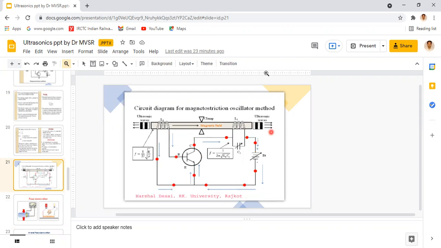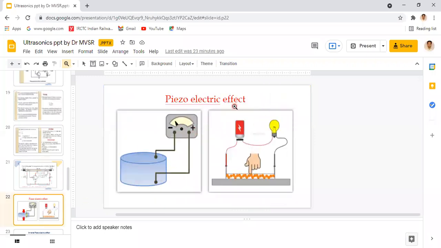So coming to the second one, the piezoelectric method. Here we have the piezoelectric effect and the piezoelectric oscillator. So this is the piezoelectric method. Why are we using the piezoelectric method?